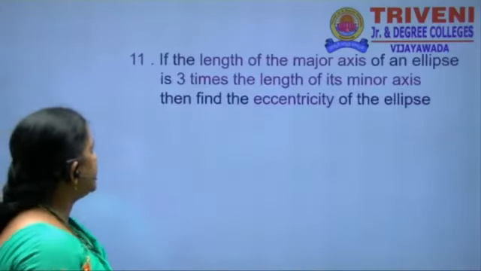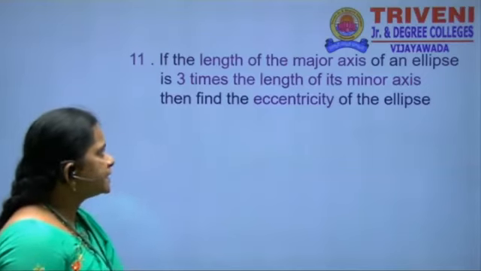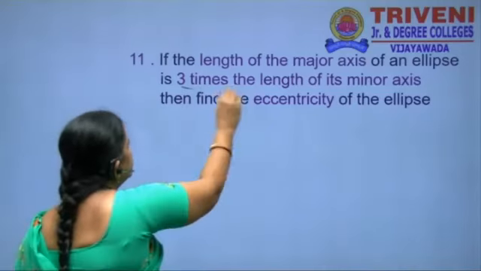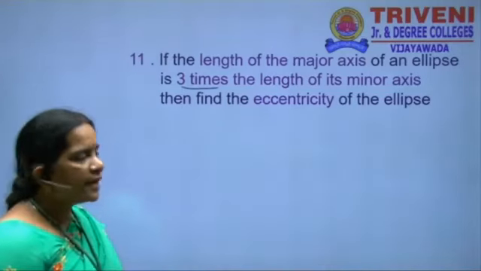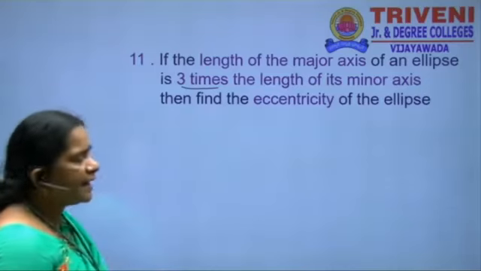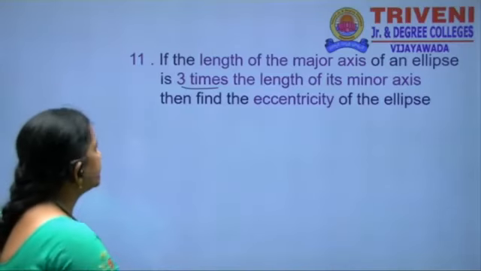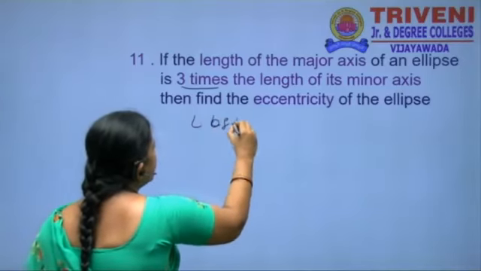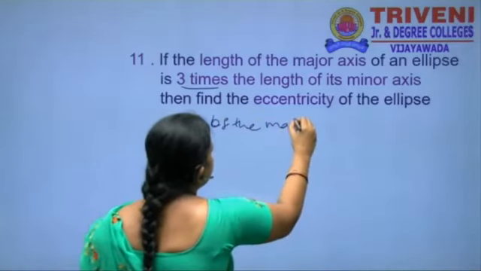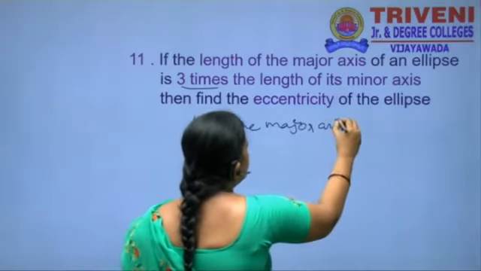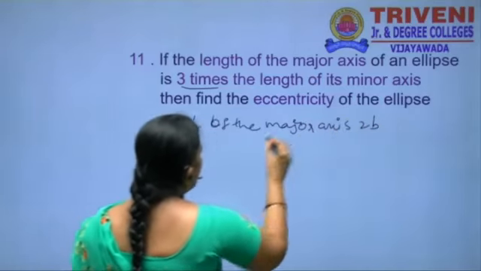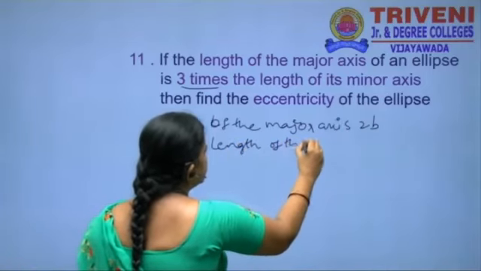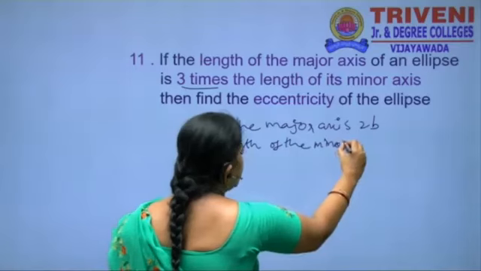And then the next one is: if the length of the major axis of an ellipse is 3 times the length of the minor axis, find the eccentricity of the ellipse. The length of the major axis is 2b and the length of the minor axis is 2a.